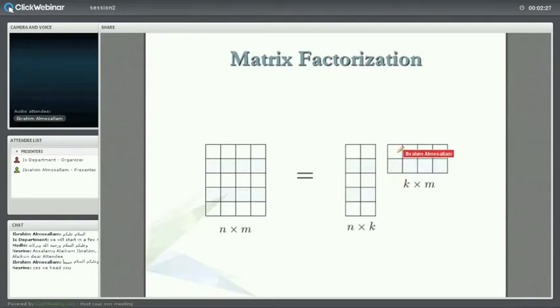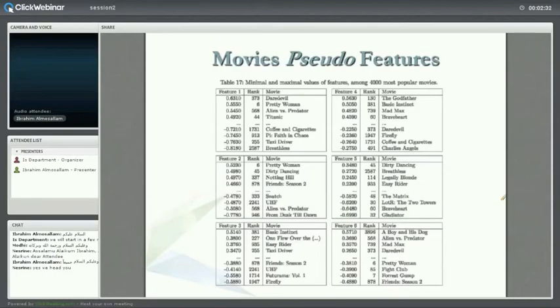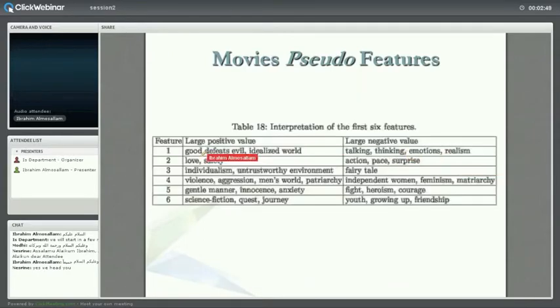And if you sort the movies based on, let's say, feature number 1, feature number 2, and feature number 3, what you find are pseudo features like the comediness of the movie, or the actionness of the movie, or the romance of the movie, or the thrillness of the movie. I won't go over each feature here, but it's been analyzed. The first feature was good defeats evil versus talking and emotions, realism. The second feature was love and safety versus action, peace, and surprise.